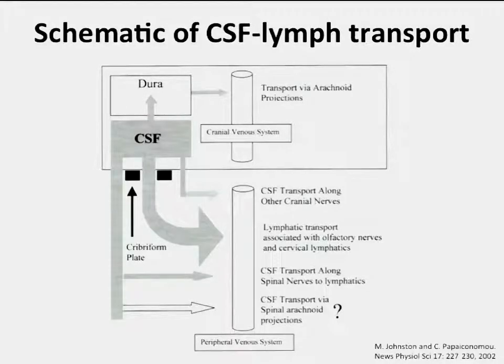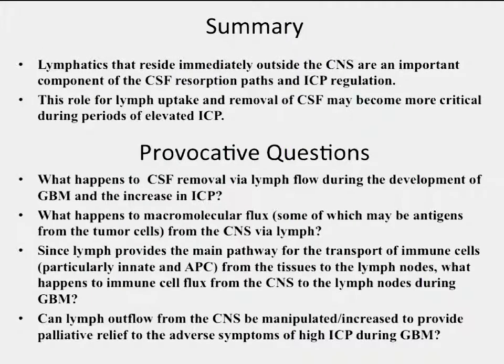And so now the schematic that is now beginning to be accepted is that there's both means. You have the subarachnoid villi and granulations absorbing it, and you have the lymphatic plexus absorbing it, not only at the cribriform plate, but also along the spinal nerves and elsewhere. So in summary, what we know is the lymphatics immediately outside the CNS are important for the component of CSF resorption paths and intracranial pressure regulation. That's been pretty well established now.